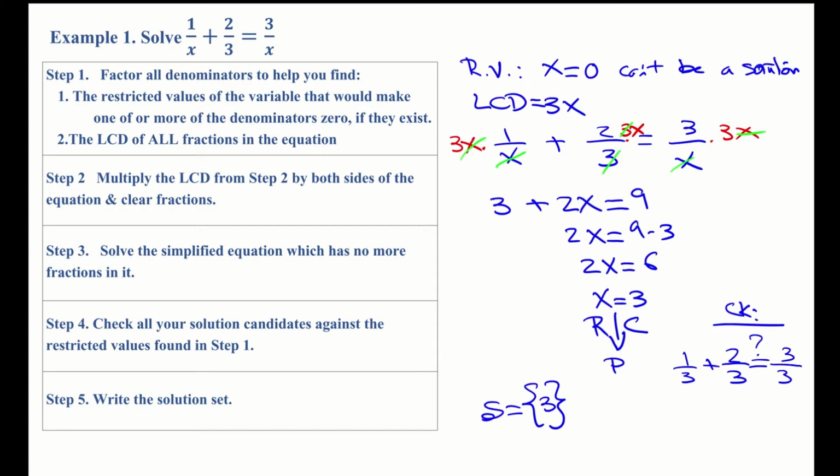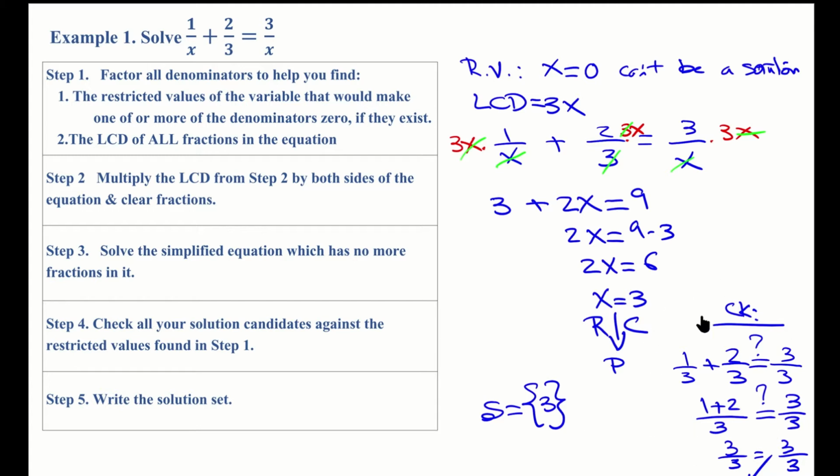Of course, on the left we have two like fractions with the same denominator, so we can just keep the denominator and combine the numerator. So we're trying to see if 1 plus 2 over 3 equals 3 over 3. Well, 1 plus 2 is 3, so we get 3 over 3 equals 3 over 3. That, of course, is an identity, which means the solution is a valid one. Or in other words, 3 is indeed a solution.